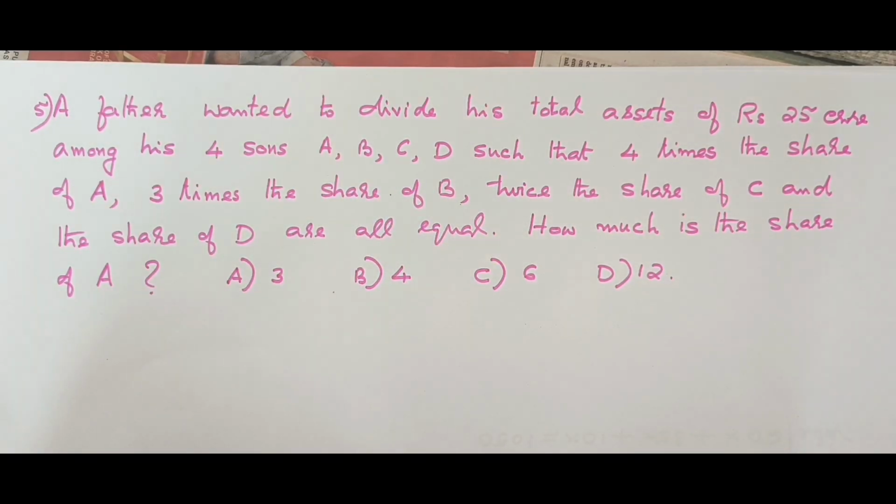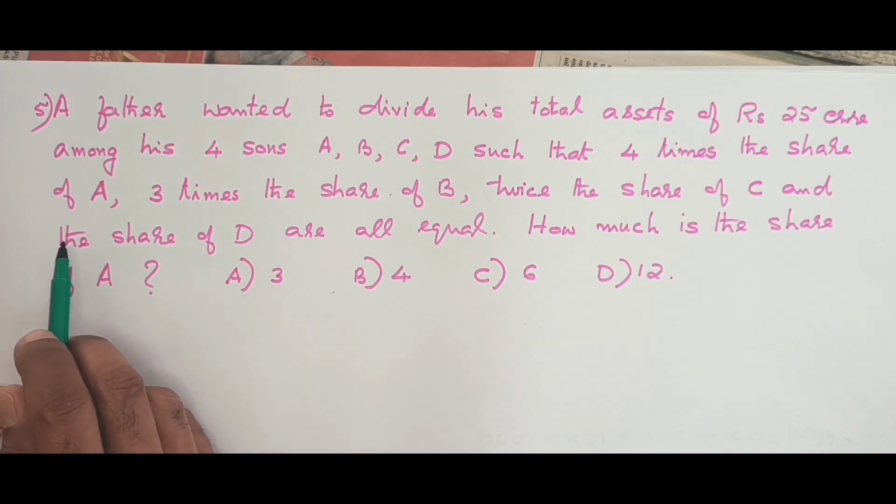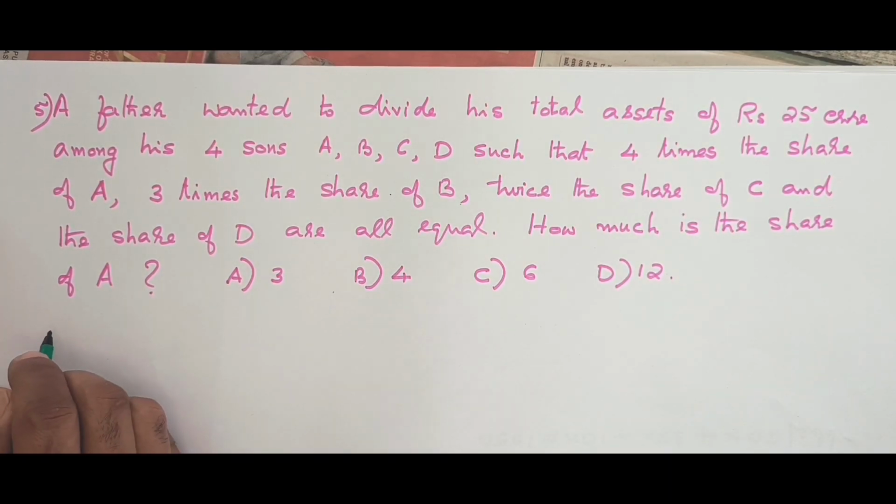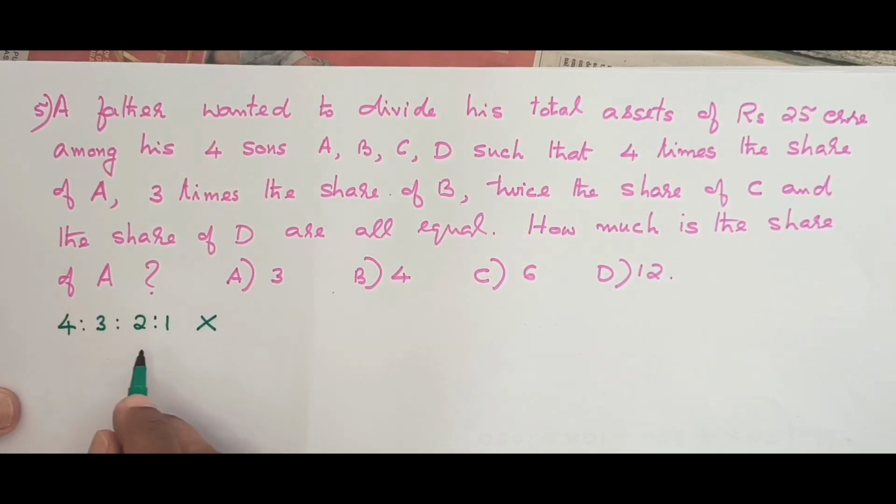There are 2 different approaches to solving this problem. The one using the concept of ratio and the second one without ratio. Let me begin with the one making use of the concept of ratio. Look, there is a mistake most students make in problems of this kind. Since the problem talks about 4 times, 3 times and twice, people tend to draw this conclusion: the amount received by these 4 sons are in the ratio... Don't make this conclusion.